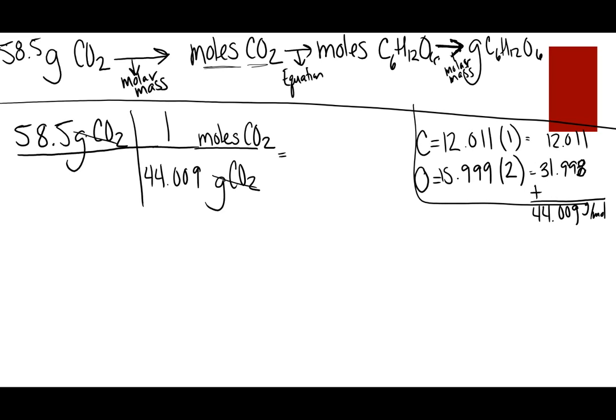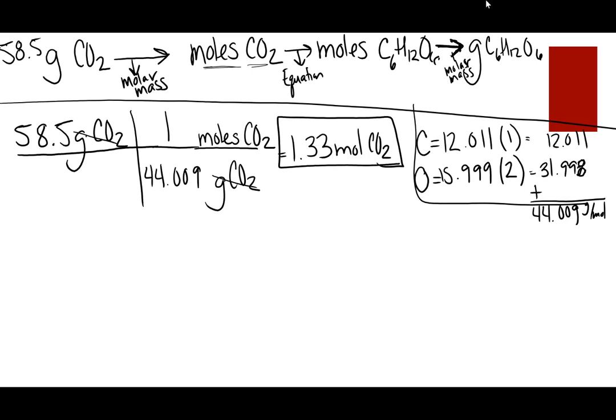All right, multiply across the top, divide by the bottom. So 58.5 divided by 44.009 equals 1.33 moles of CO2. Okay, so that is step 1. That step hopefully should feel like a review step for you. Hopefully that was like, oh yeah, I remember how to do that. If not, go brush up on that quickly because you're going to need it.